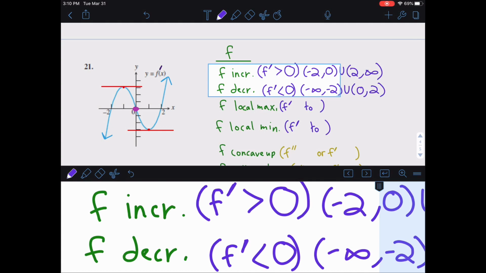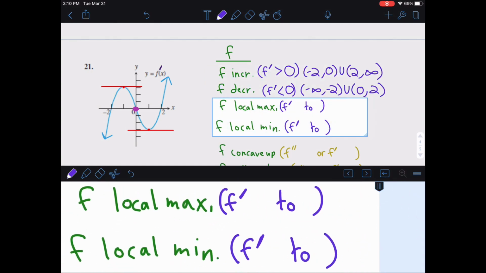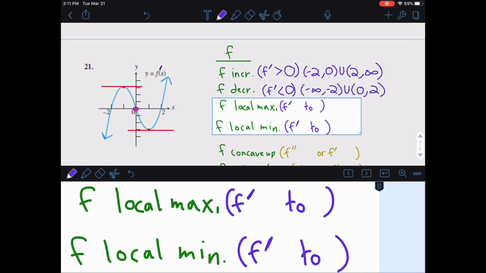When we're figuring out increasing and decreasing intervals, we would do the first derivative test, and we would check an interval and try to figure out where it was positive or negative. We're doing the same thing here, but graphically. So let's apply that same idea of the first derivative test, but graphically, to figure out where f is going to have local maxes and local mins.